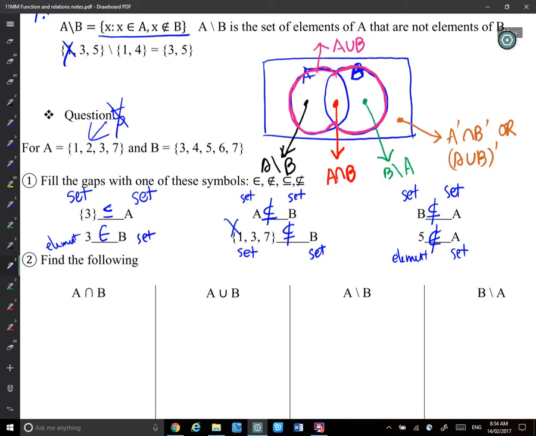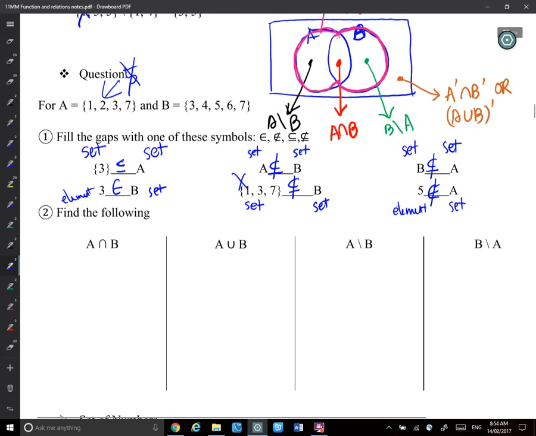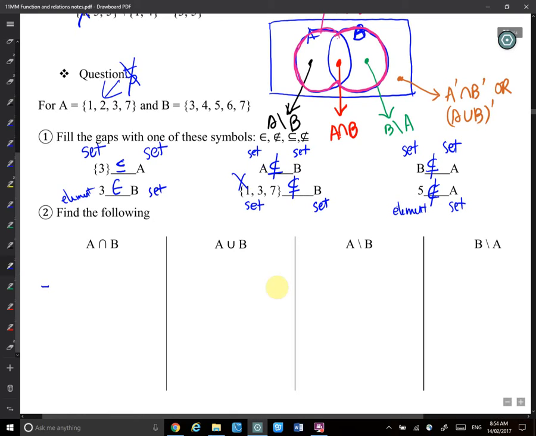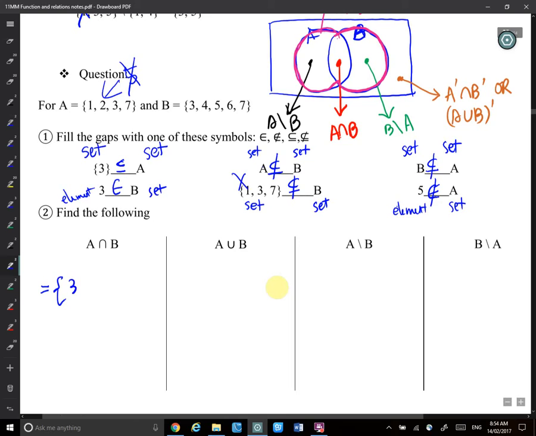So let's come to find the following things. We have A intersects B. A intersects B will be the elements in A and also in B. And remember, your result must be in curly brackets. I haven't looked through, but how many of you haven't put things in curly brackets? It must have answers in curly brackets. It's a set, so it's represented as a set. So in A and in B: 1 is not in both, 2 is not in both, 3 is in both, and 7 is in both. So A intersects B will be {3, 7}.